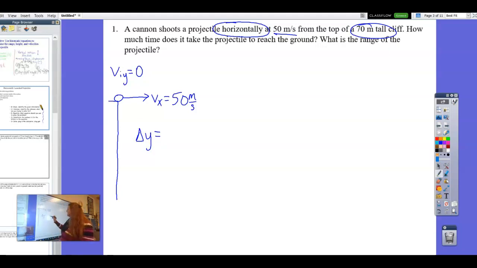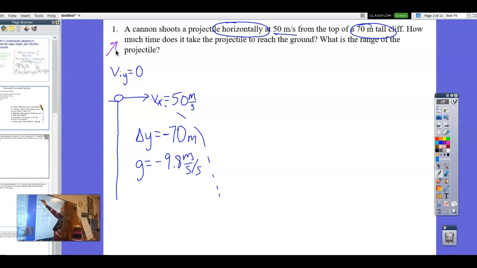Now we have to be careful here. This cannon is going to shoot off of the cliff and land below where it started. So that means that my delta y is negative. So delta y is negative 70 meters. That is all that's given, but I do know that g equals negative 9.8 meters per second squared, and I know that Viy equals 0. I know that because this is a horizontally launched projectile. The only time Viy would not be 0 is if it was launched at an angle, but it's not launched at an angle. It's just launched horizontally, okay? There's no upward component or downward component here.